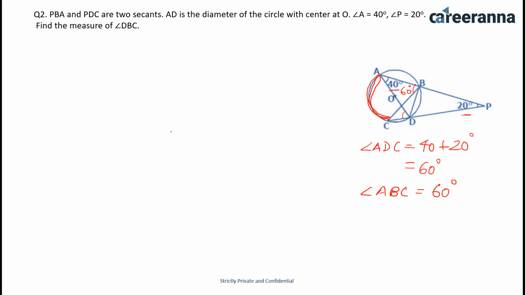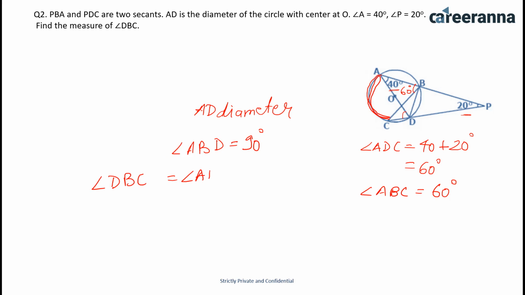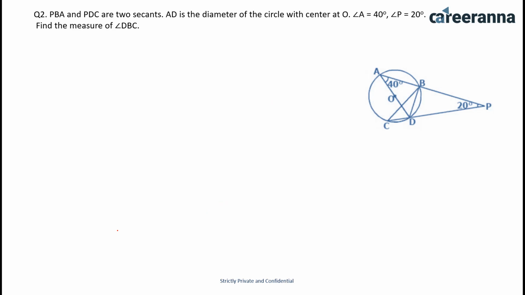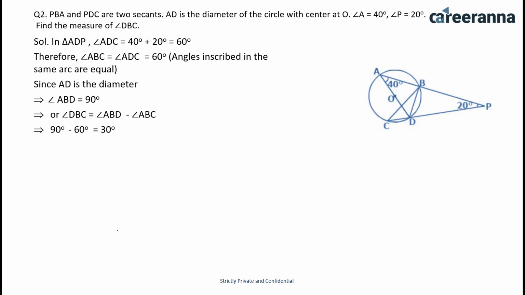Now we need to find angle DBC. Since AD is the diameter, the diameter subtends a right angle at any point on the given circle. Angle ABD is equal to 90 degrees. Now I need to find angle DBC. So angle DBC is equal to angle ABD minus angle ABC, which is 90 minus 60, that is 30 degrees. So our answer to this question is 30 degrees. Let's look at the solution to this question. Moving on to the next question.